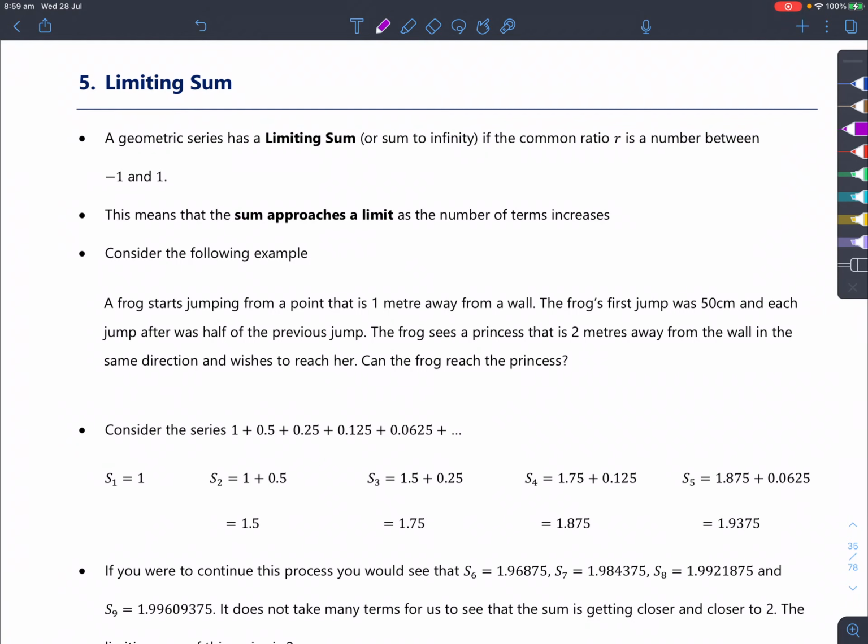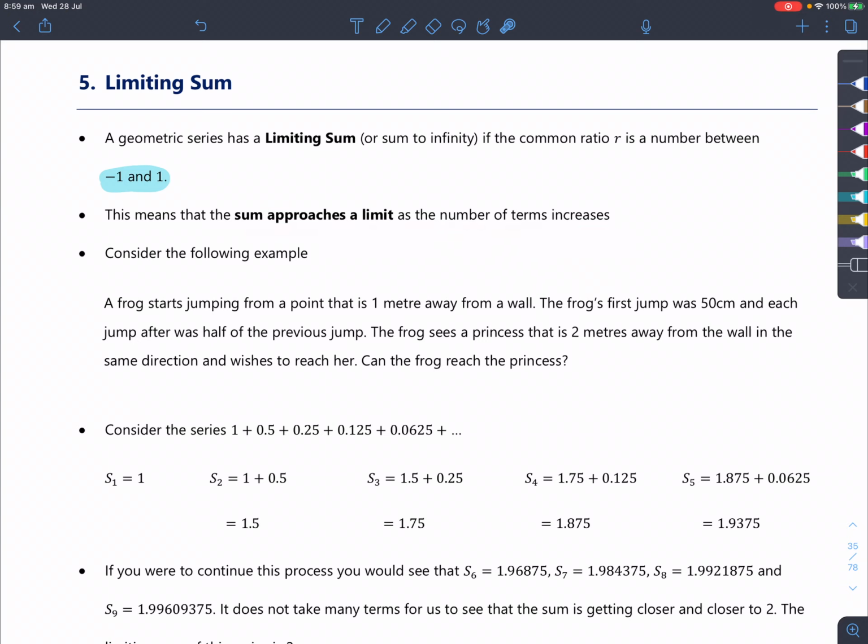Today's lesson will be focusing on the concept of limiting sum. A geometric series has a limiting sum, or a sum to infinity, if the common ratio r is a number between 1 and -1, meaning that the ratio has to be a proper fraction between -1 and 1. This means that the sum approaches a limit as the number of terms increases.